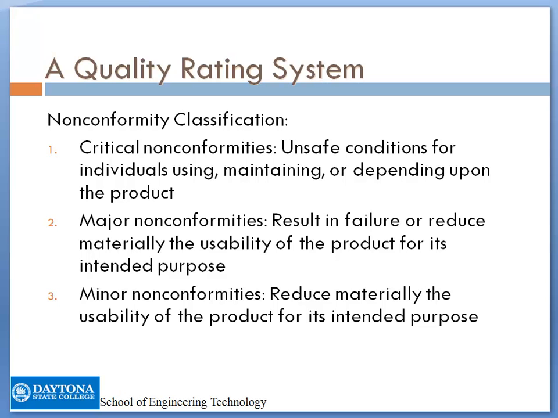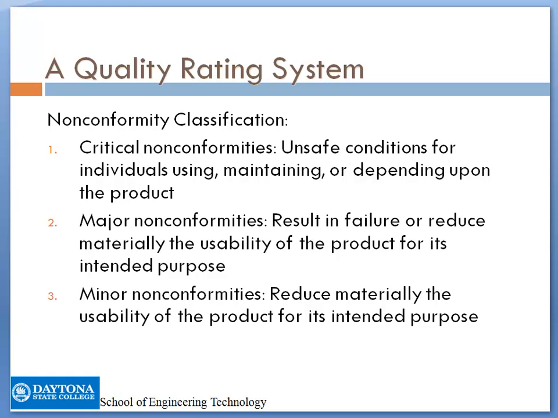Okay, so nonconformities and nonconforming units can be classified according to their severity. And one system groups nonconformity into 3 classes: critical nonconformities, major nonconformities, and minor nonconformities. The critical nonconformities are the unsafe conditions for individuals using, maintaining, or depending upon the product. Major nonconformities can result in failure or reduce materially the usability of the product for its intended purpose. And minor nonconformities are the ones that can reduce materially the usability of the product for its intended purpose. So a critical nonconformity will affect usability. A major nonconformity might affect usability, and a minor nonconformity will not affect usability of the unit.